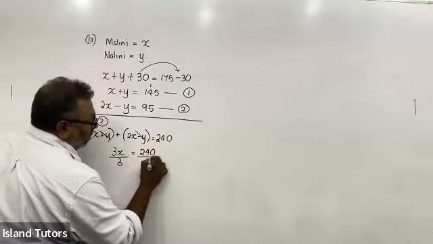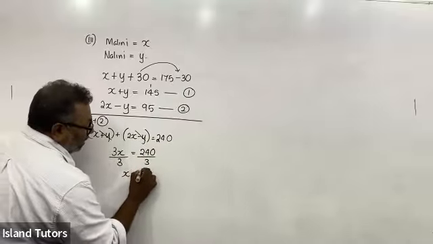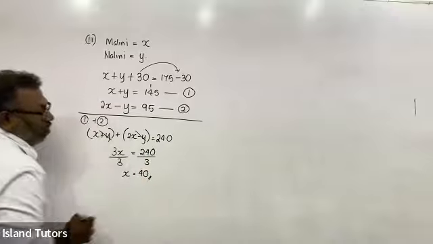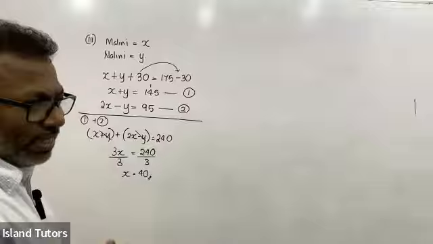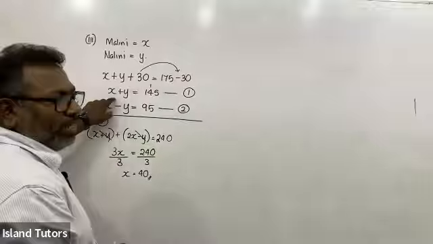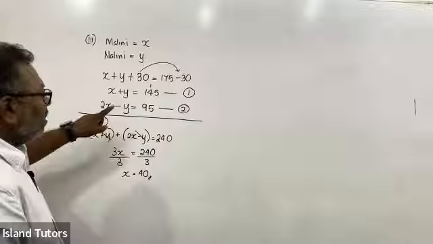Divide by 3. Divide by 3. x is equal to 40. So we have found out one unknown. We need to find the second unknown. We just put it straight away into the first equation.